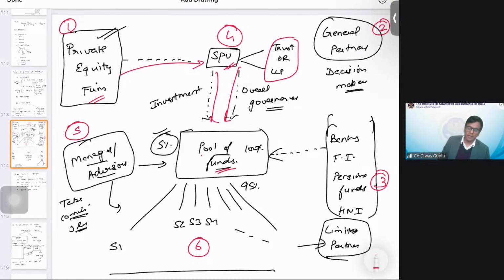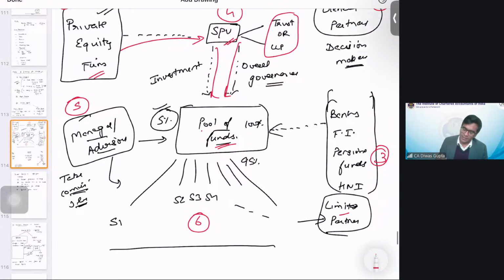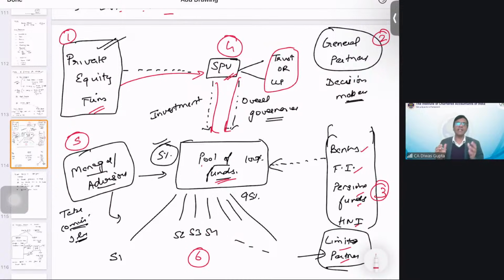Okay, so what will happen? This pool of funds will also seek money from other investors, which are called limited partners. These are, let's say, banks, financial institutions, pension funds, and high net worth individuals. So in a way, they are getting funds from the limited partners who have excess capital they want to invest. The private equity firm will also invest some of their money into that pool of funds because they also want a return on their investment.